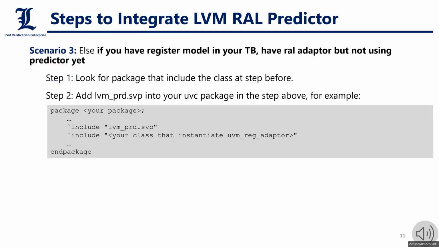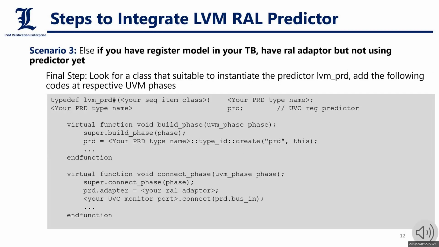If your test bench only has a register model and adapter, but is not yet using a predictor, then you will need to follow the step on the previous slide, which is adding the LVM predictor source file into the class package that includes the RAL adapter. After that, you just need to instantiate the LVM predictor in the class that instantiates the adapter, construct it at build phase, and connect it to your RAL adapter and your VIP monitor's output port during the connect phase.